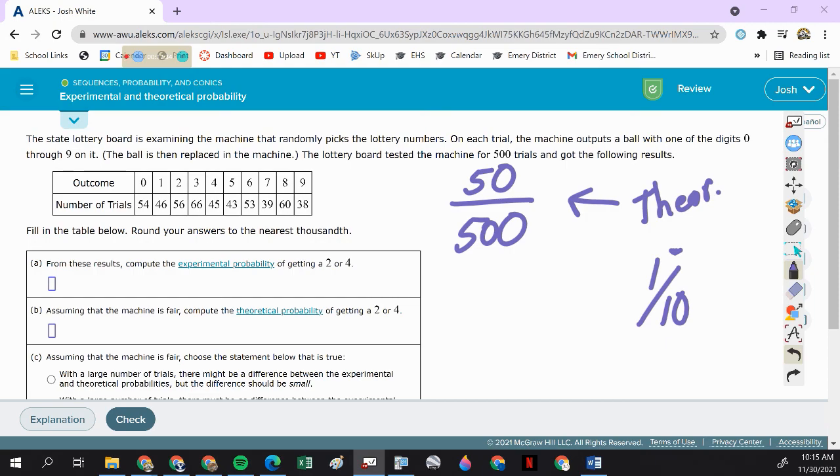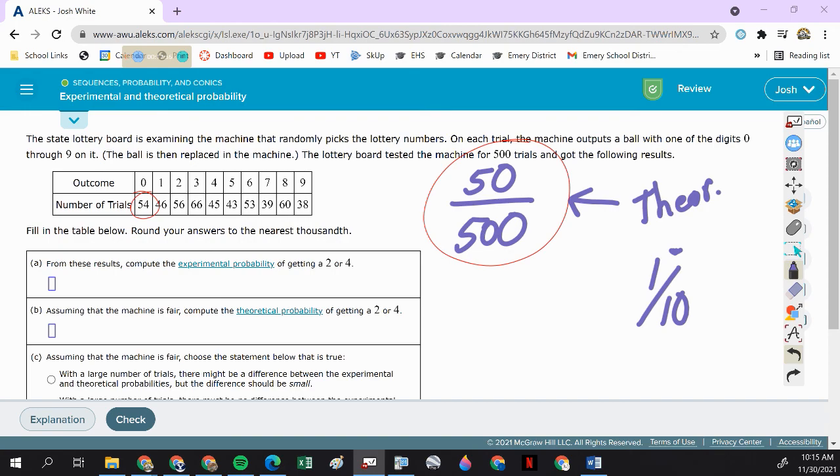So the theory says 50 out of 500 should happen. Okay? But what did happen? Well, with the 0, we ended up with 54. Does that mean the machine's broken?